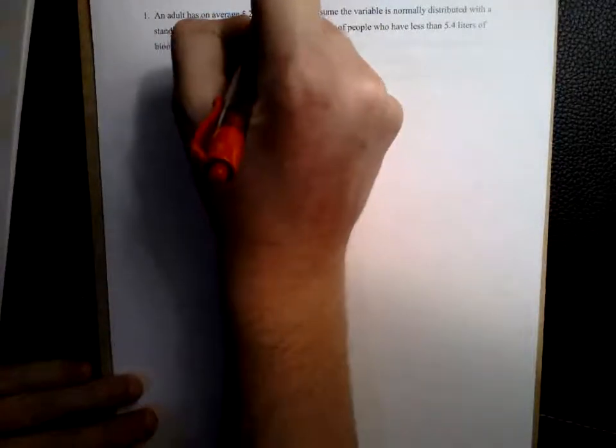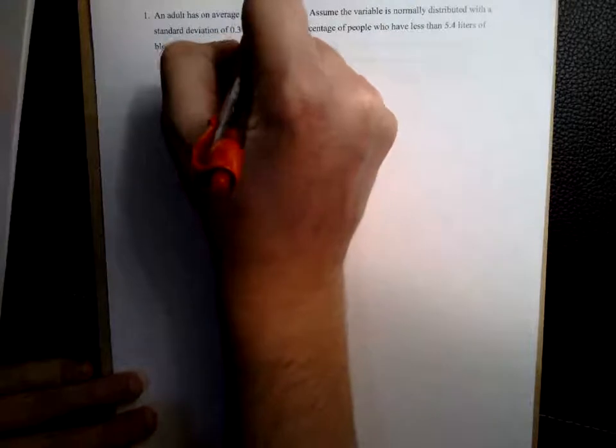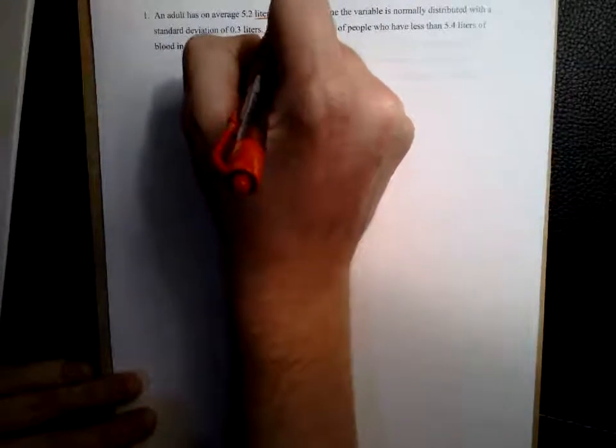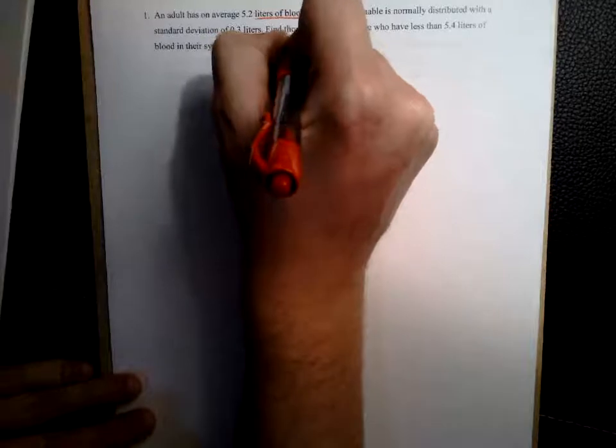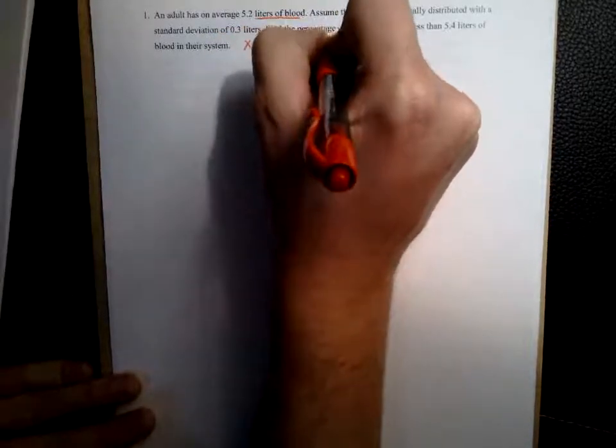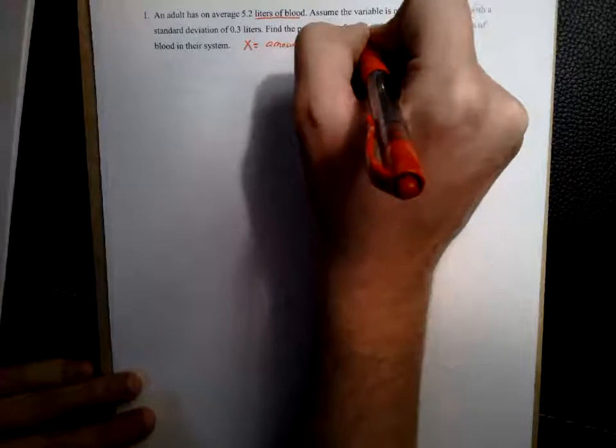Then using these 4 steps, we want to go over a couple of examples that help to illustrate this idea. This first one says an adult has on average 5.2 liters of blood. Assume the variable is normally distributed with a standard deviation of 0.3 liters. Find the percentage of people who have less than 5.4 liters of blood in their system. The first thing we want to do is first identify what is the random variable we're looking at here. In this problem, we're mentioning liters of blood. So that means that X is going to be the amount of blood, and that's in liters.